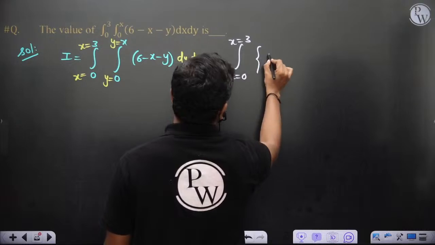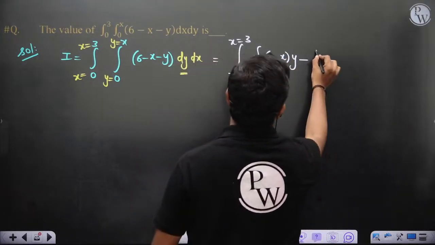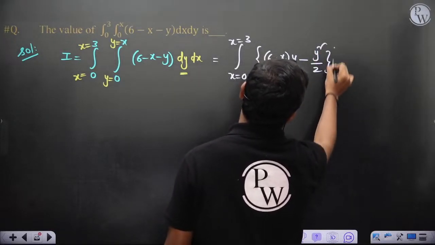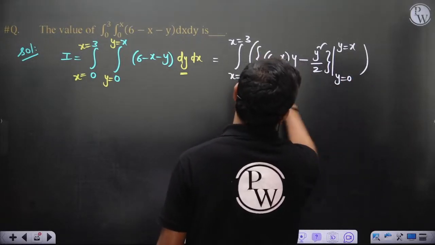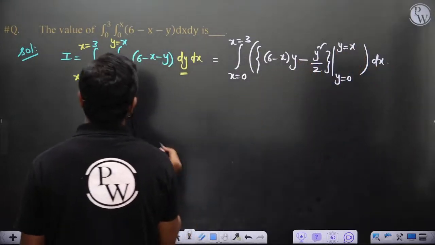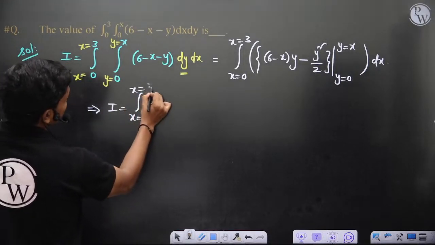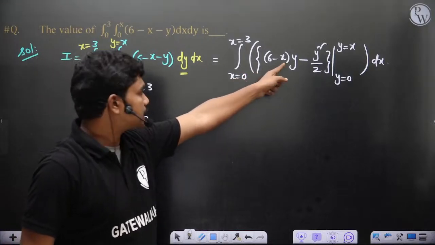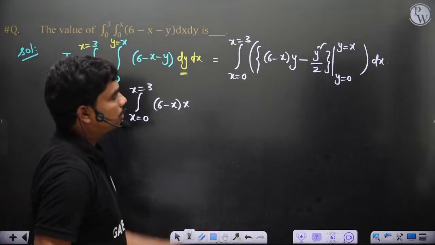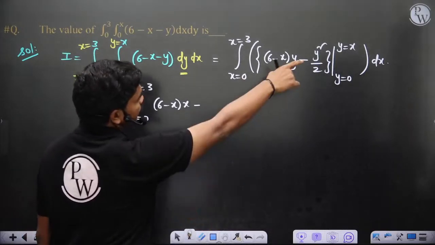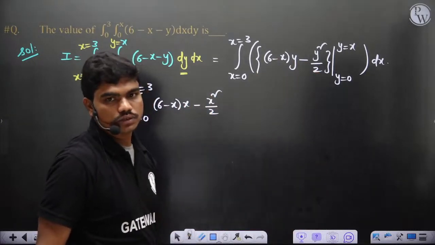So 6 minus x is constant, so constant integration is y, minus integration of y, which is y square by 2, within the limits y is equal to 0 to y is equal to x. This whole term is multiplied with dx. So let's substitute the limits. I is equal to integral x is equal to 0 to x is equal to 3. If you replace y as x and 0, the first term is 6 minus x into x, minus x square by 2. When you put y equal to 0, both terms are zero, so this is the only function.